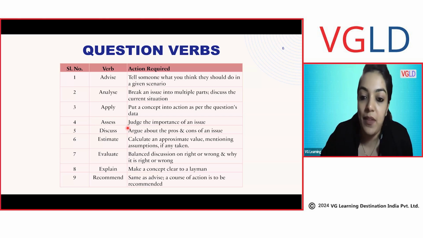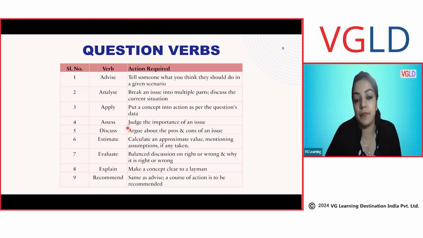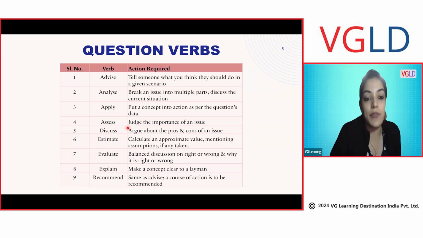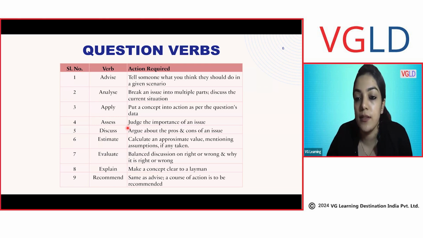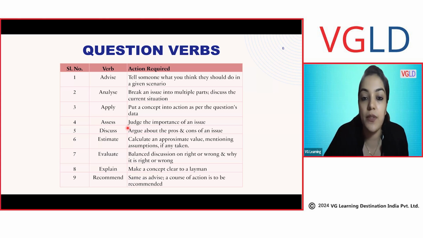Now, please tell me if the question verb slide is clear to you all. Please confirm. Go through it and let me know if it's fine. Go through each of these words. If you're able to understand what you will be required to write if a question comes on this, then let me know.